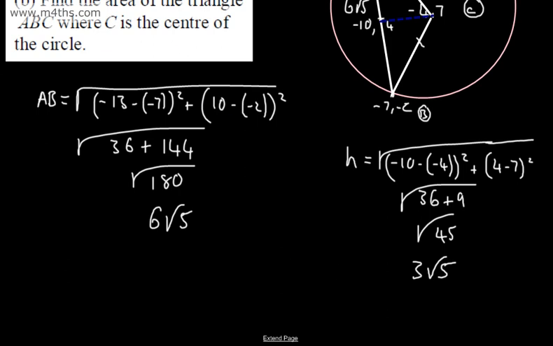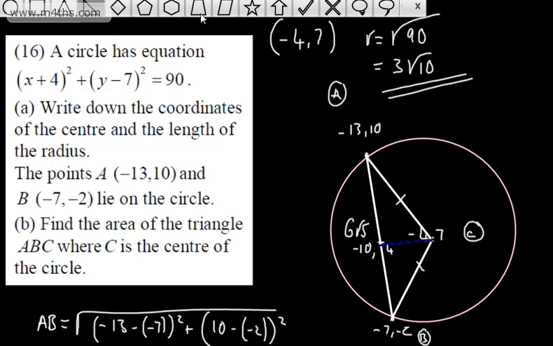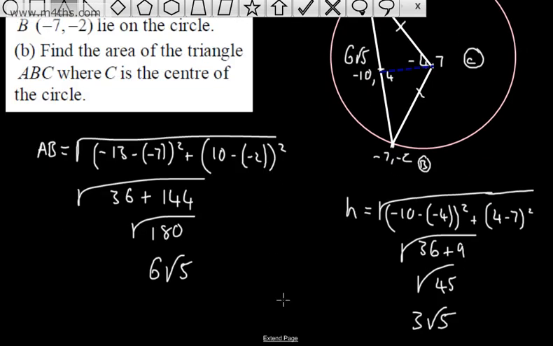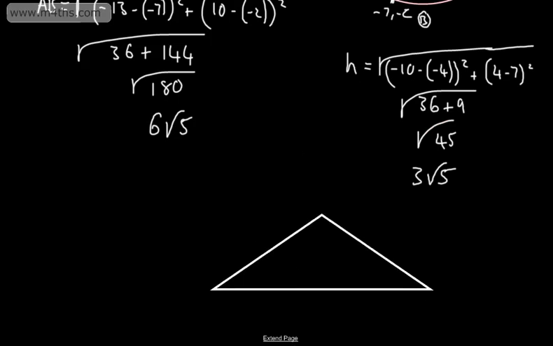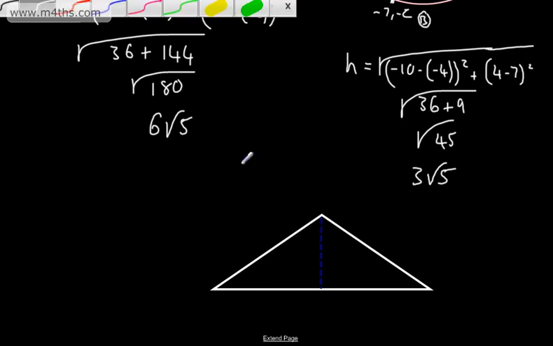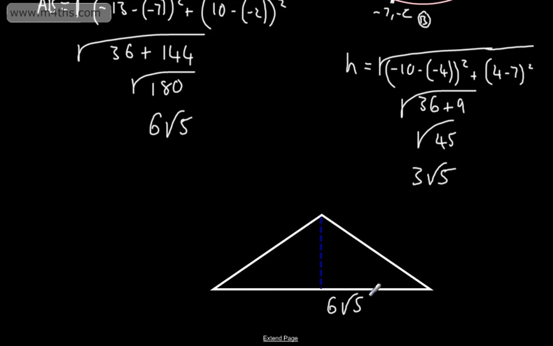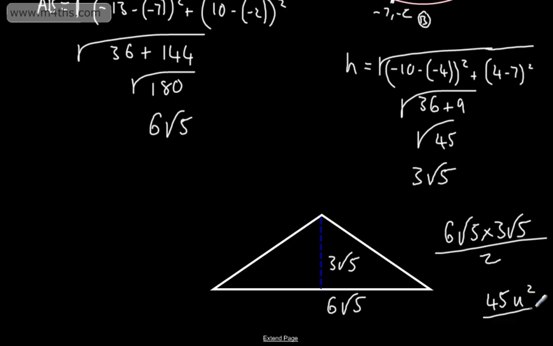So the triangle now is going to be the following. Let's go ahead and make the triangle. As you can see, it's quite a bit of work. What we've got then is the following. That's going to be the height, like so. This is going to be 6 root 5, and this is going to be 3 root 5, and then what we're going to have is 6 root 5 times 3 root 5 divided by 2. So what's that going to give me? Root 5 times root 5 is 5, then we're going to have 18 over 2, so that's going to be 45 units squared.